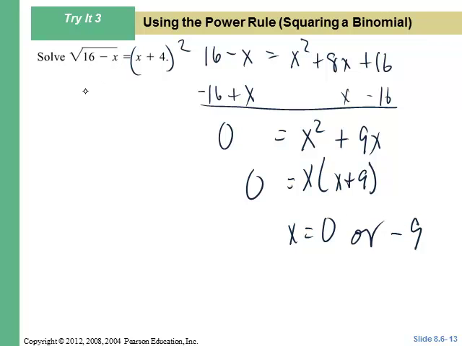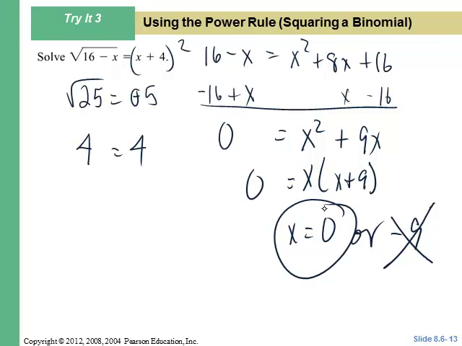16 minus negative 9 is square root of 25. Negative 9 plus 4 is negative 5. You got a negative sign there, so that's why this one doesn't work. 16 minus 0 is 16. Square root of 16 is 4. 0 plus 4 is 4, so 0 does work.